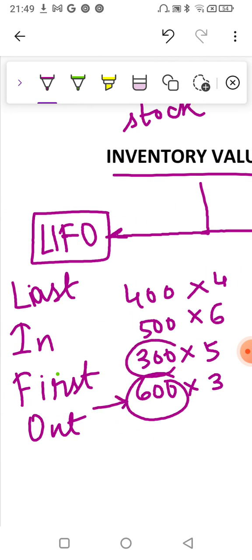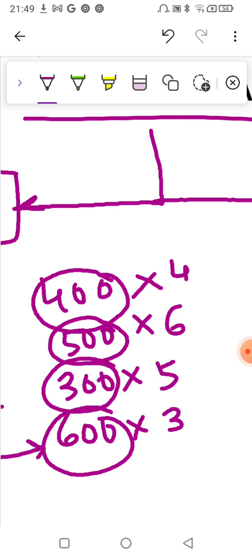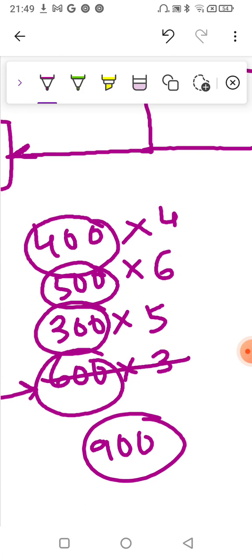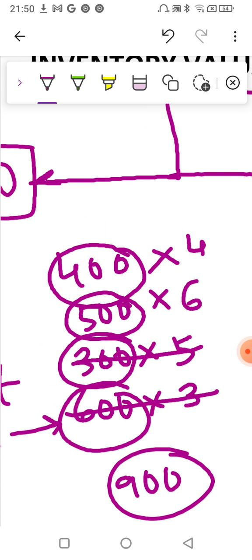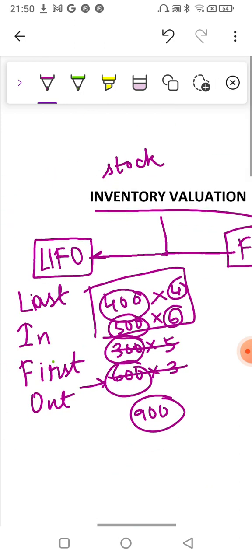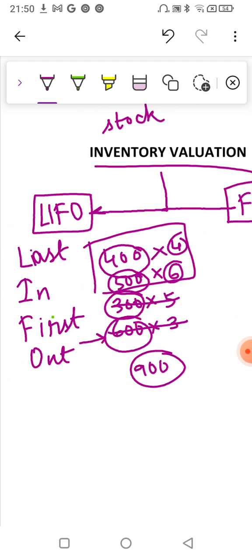So I will start from the last. If 600 is done, then we move to the next 300, then 500, and then 400. For example, if I have issued 900, then these 900 will be deducted first 600 from the last, and then 300 from the just previous stock. What will remain with me will be 400 units at 4 rupees and 500 units at 6 rupees, and that is how I value my inventory under the LIFO system, last in, first out.